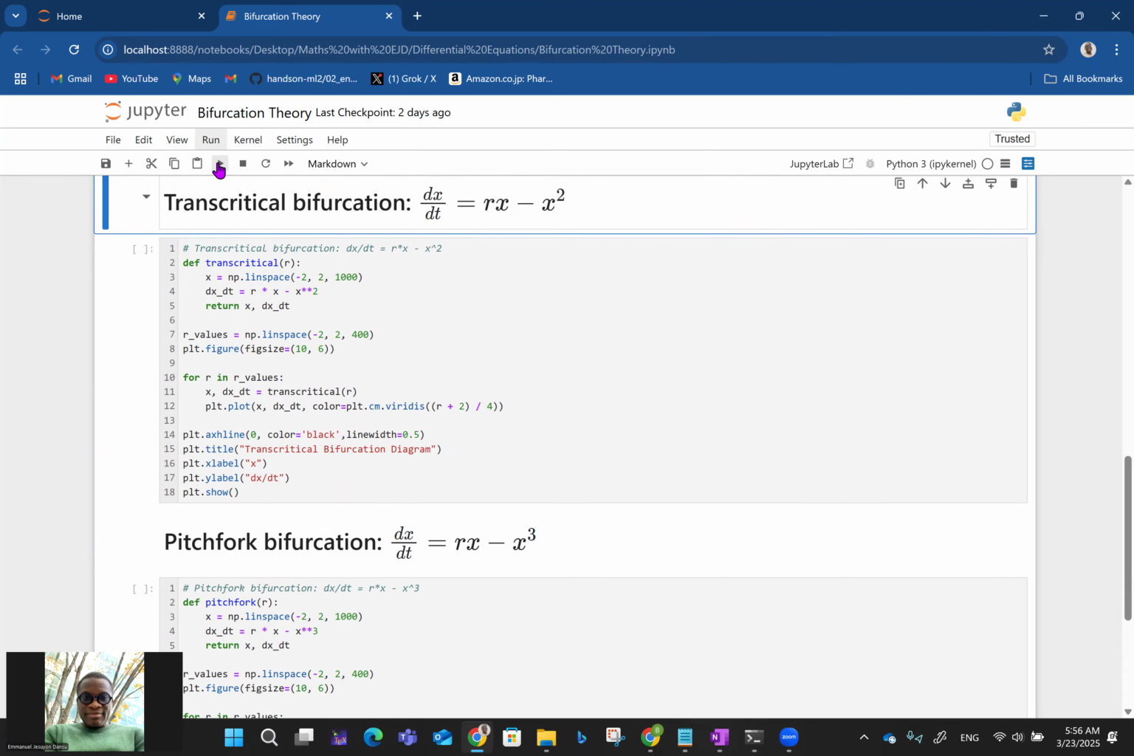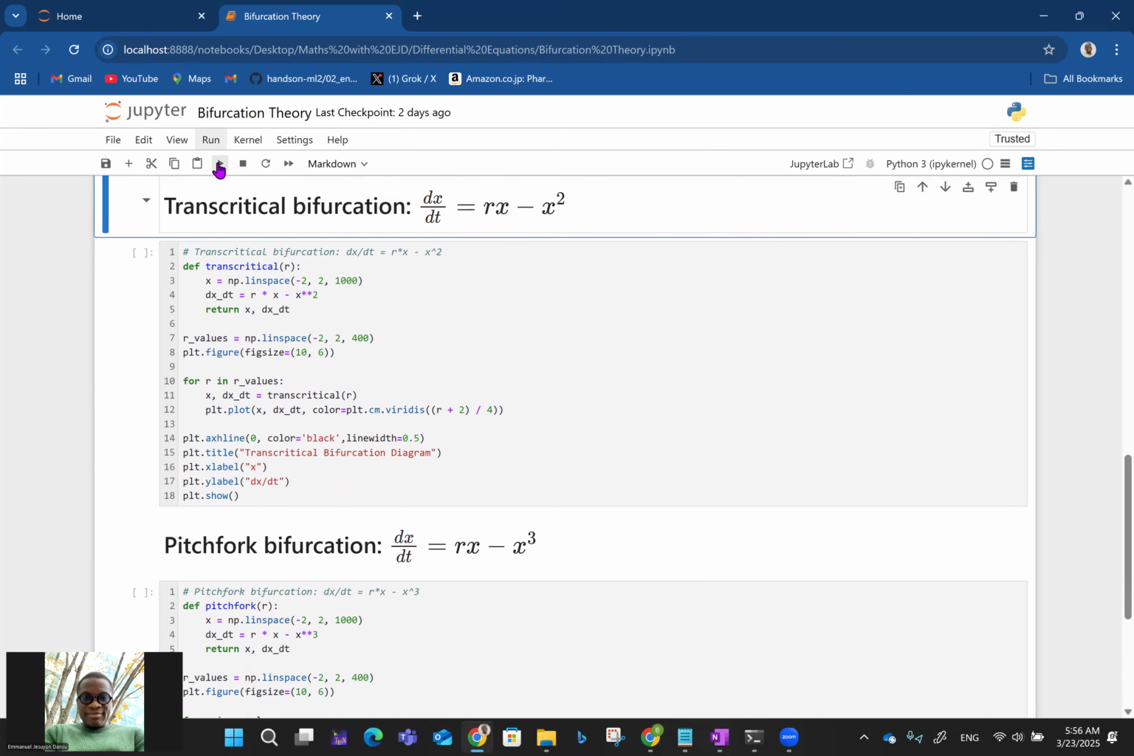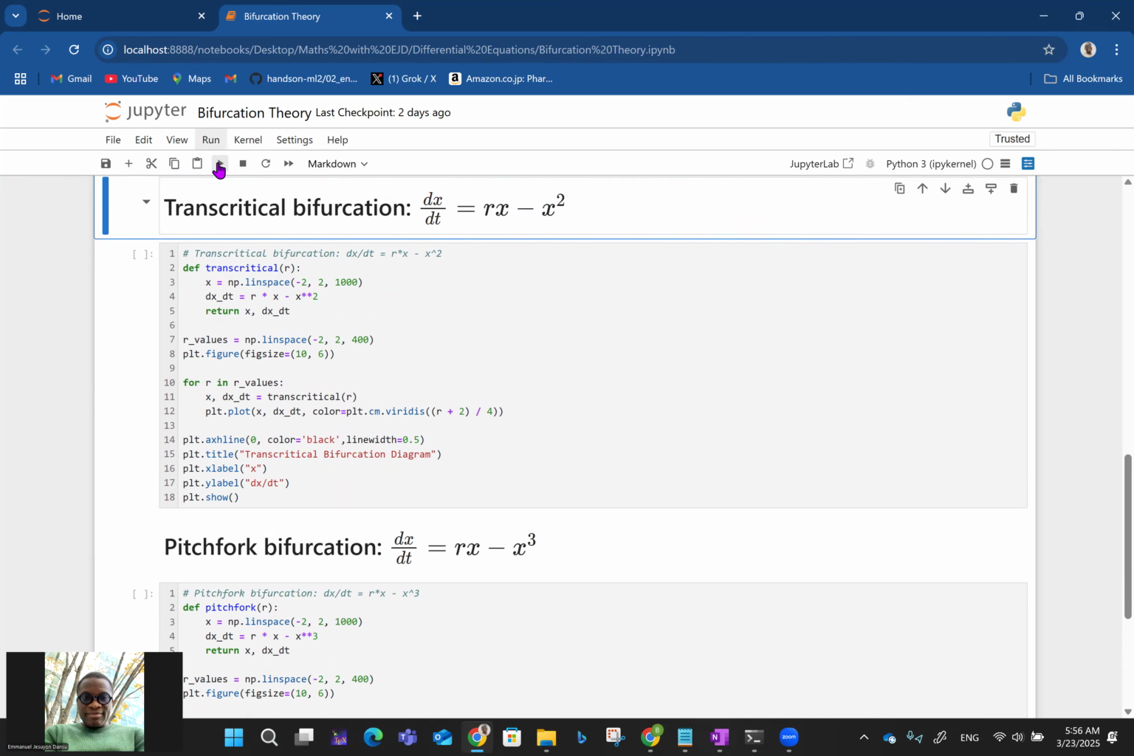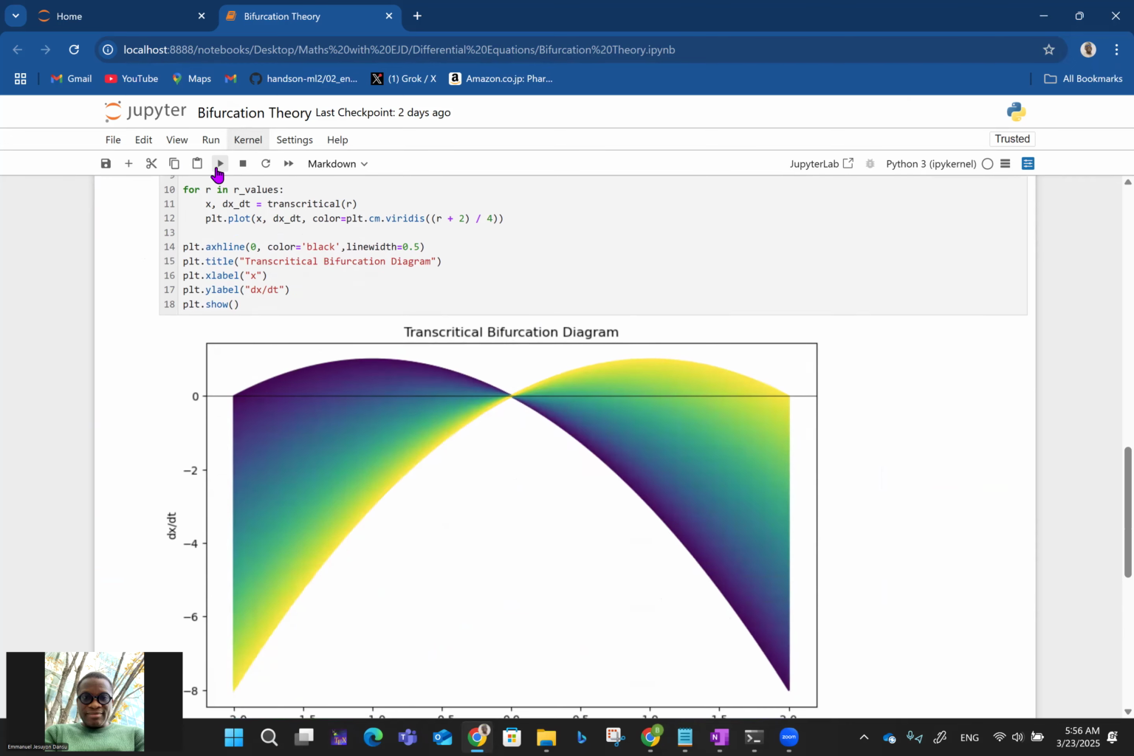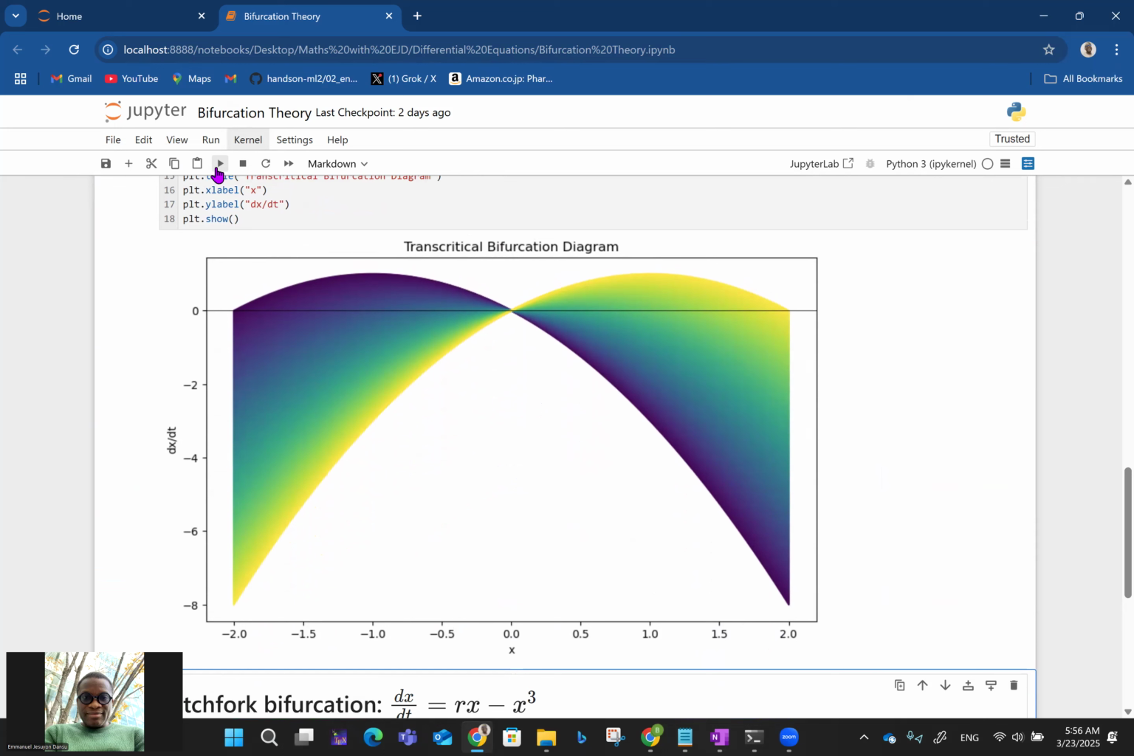And then for transcritical bifurcation, you have two fixed points exchanging stability as the parameter changes. For instance, if you evaluate dx/dt equals rx minus x squared and equate that to zero, you're going to have x times (r minus x) equals zero. So x is zero and r is equal to x. So in the equation, the stable and unstable points cross as r decreases. You see the crossing happening at x equals zero.